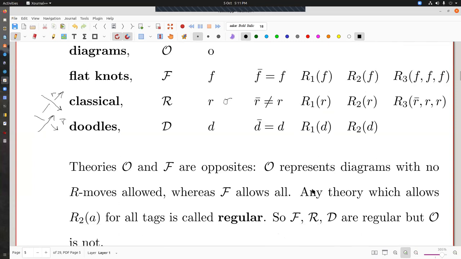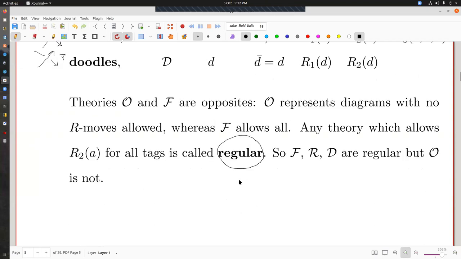And then we've got a definition. Any theory which allows R2A for all tags is called regular. So that's an important concept to remember. So a regular theory means you can do R2, the second Reidemeister move. So if we look above, F, R, and D are regular, but the diagram theory is not, because you're just not allowed to do anything. So you certainly can't do R2.